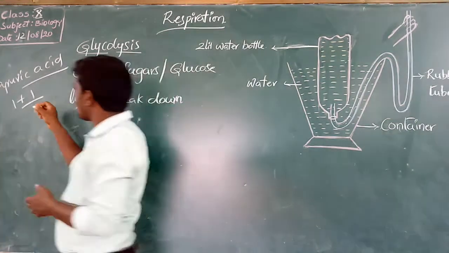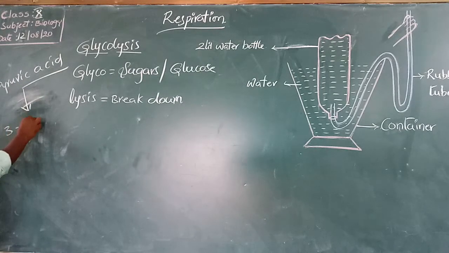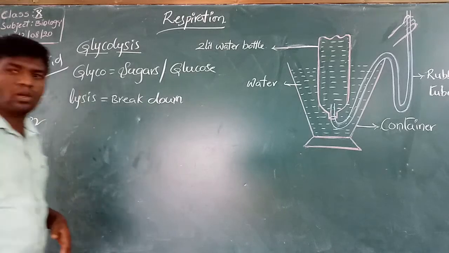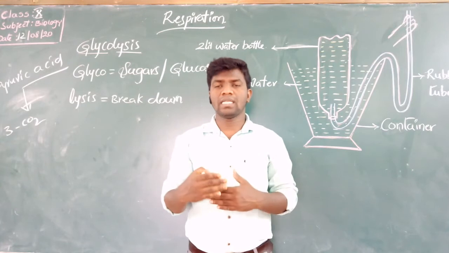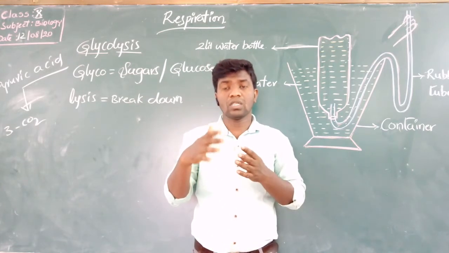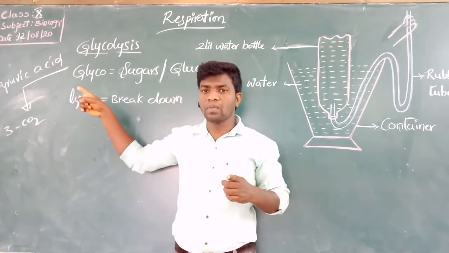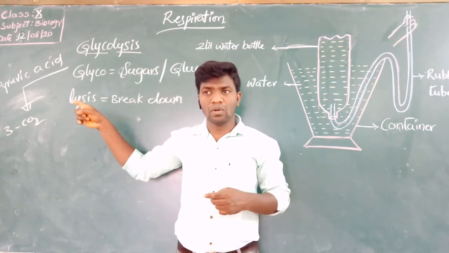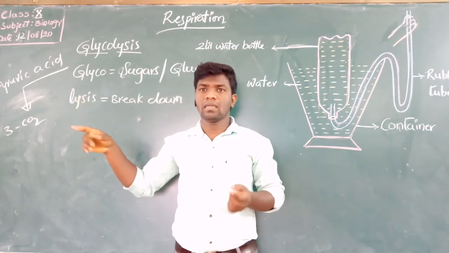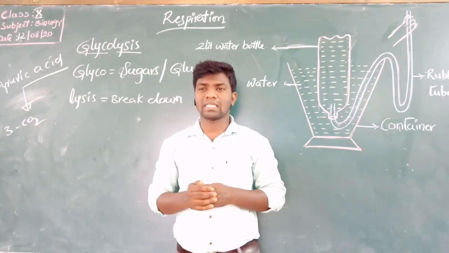So these 2 molecules of pyruvic acid are converting into 3 molecules of carbon dioxide each. Do you understand this point? In the second stage of oxidation, each molecule of pyruvic acid is oxidized to 3 molecules of carbon dioxide.